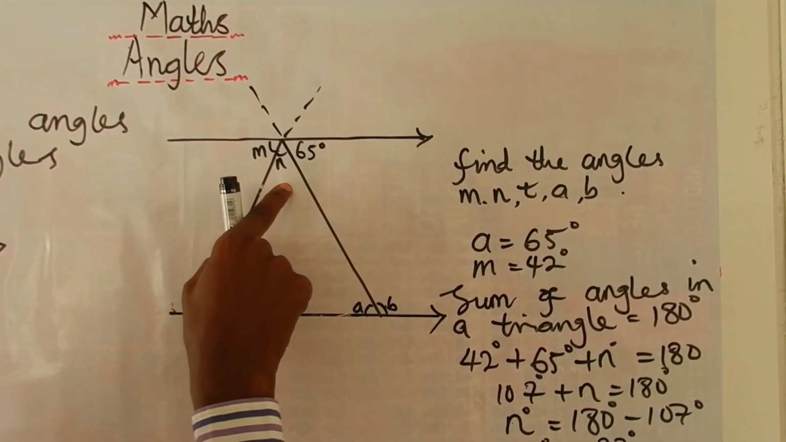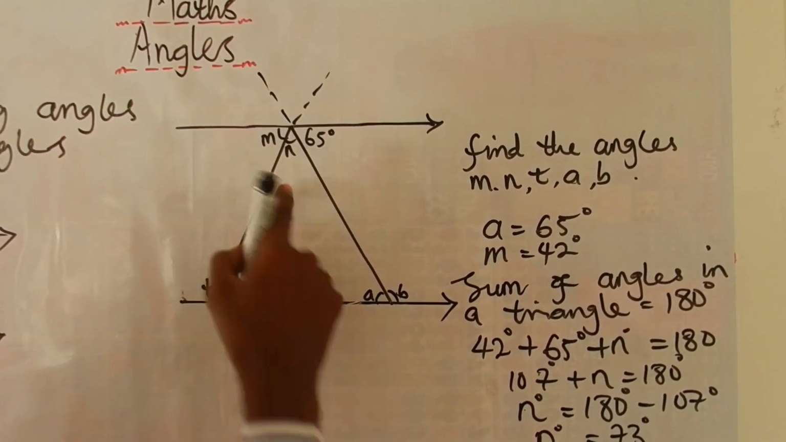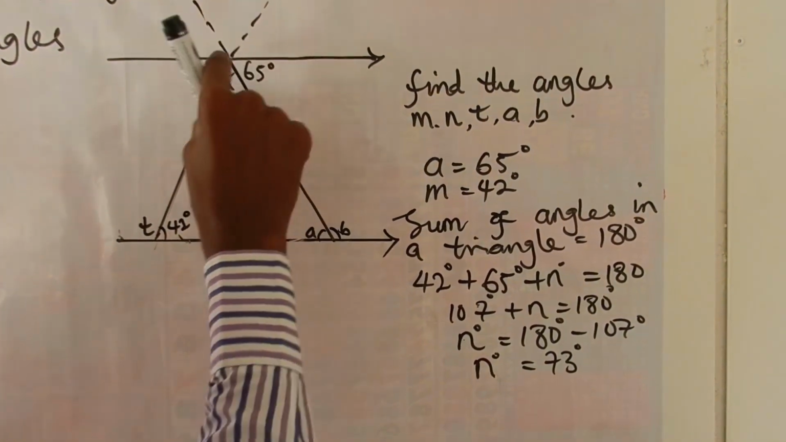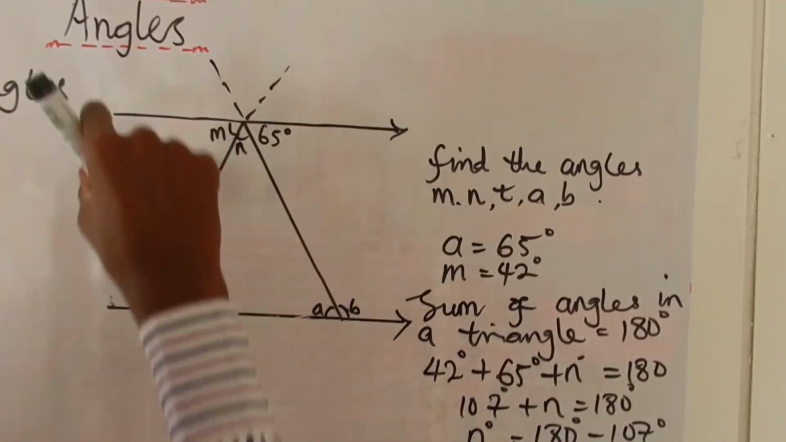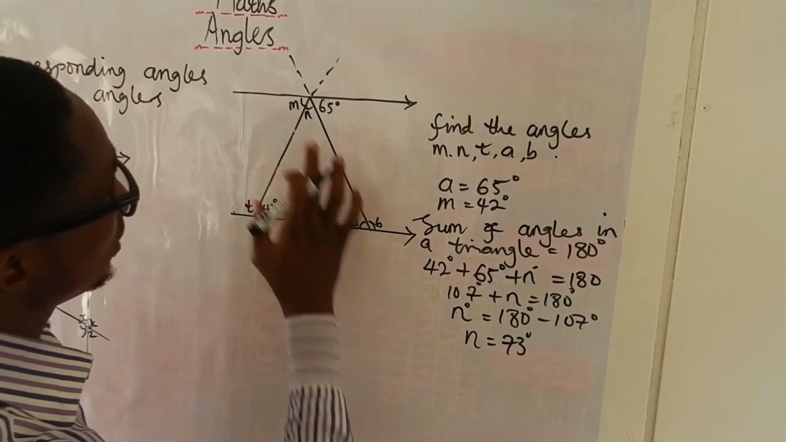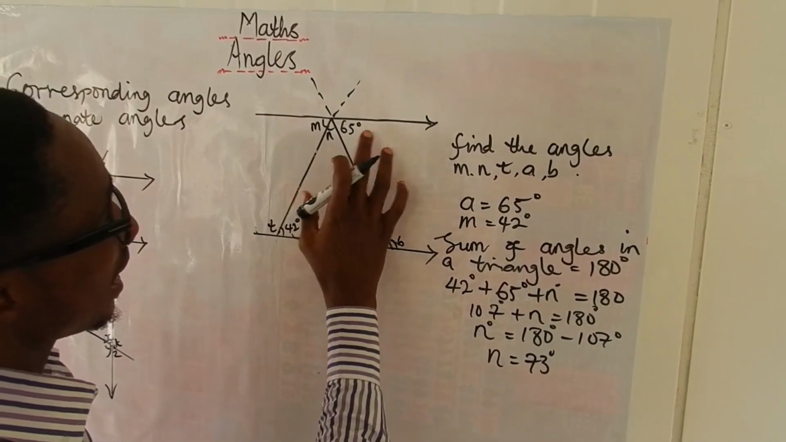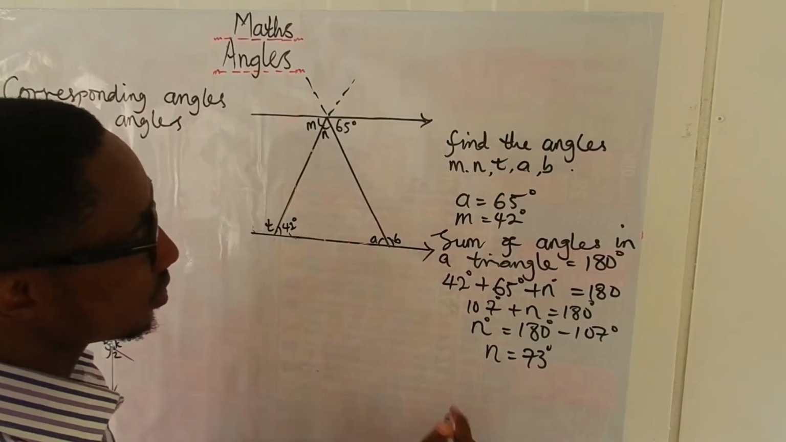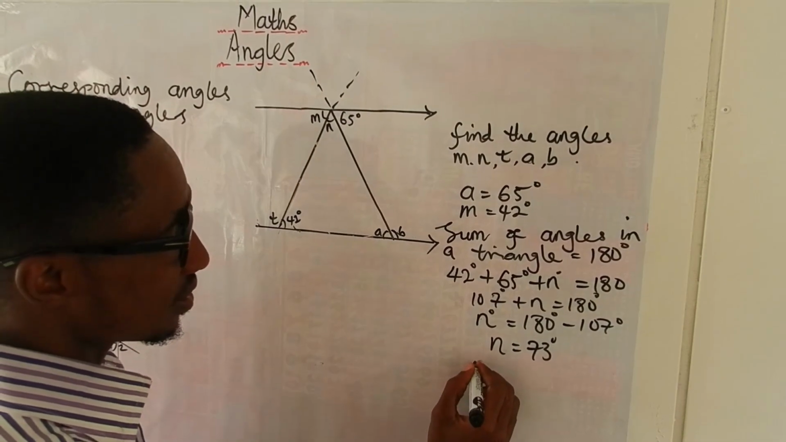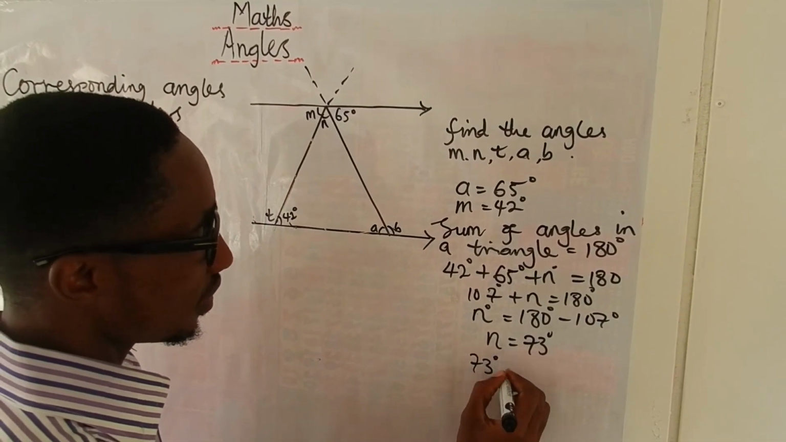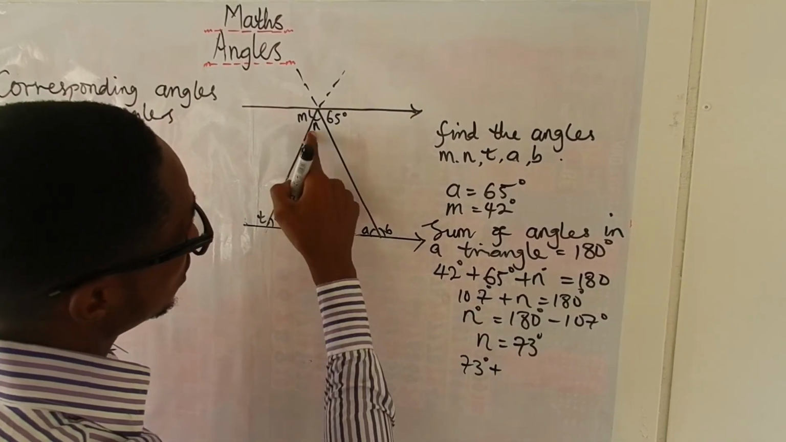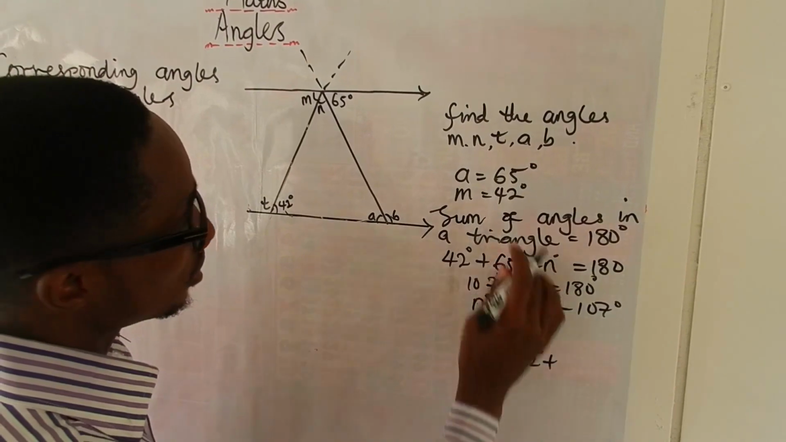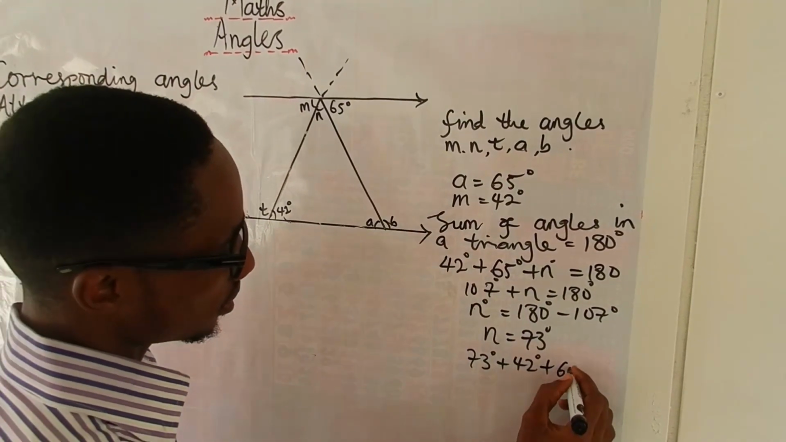N is 73 degrees. Such that if I add my N to my M to 65, it will give me 180 degrees. Now, this is a straight line. I can check my answer by adding this to this to this, to see if it sums up to 180 degrees. So I see 73 degrees for N plus M, 42 degrees, plus 65 degrees.